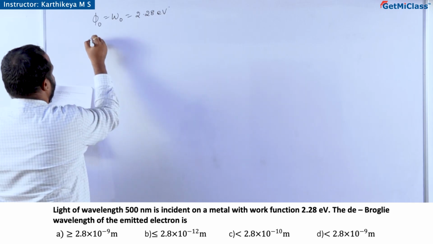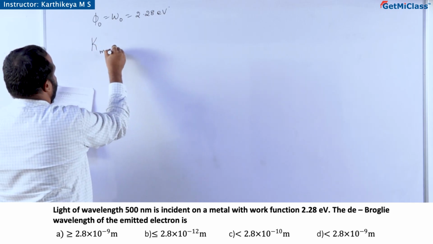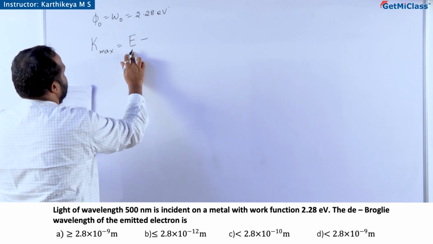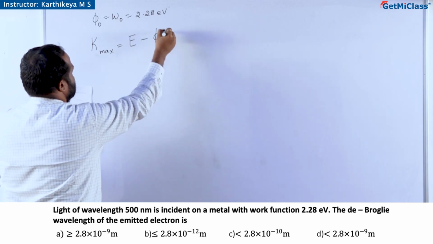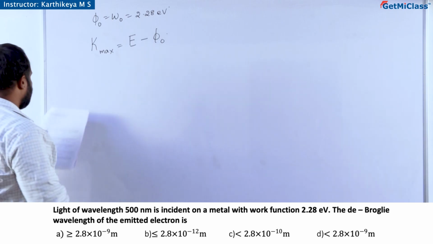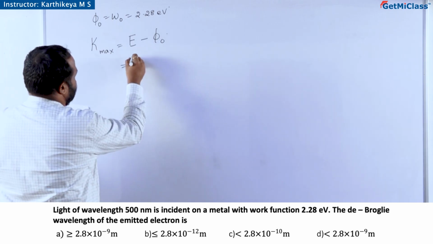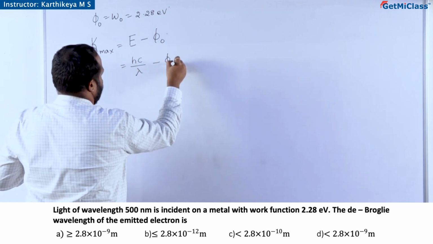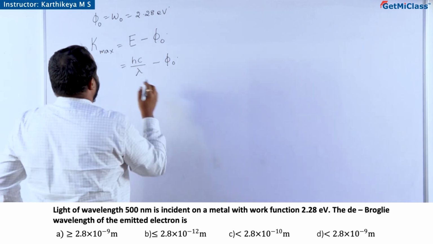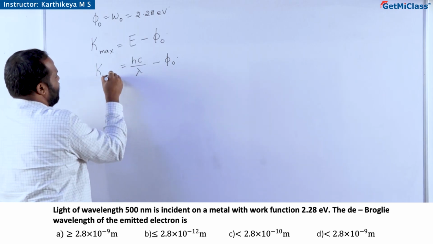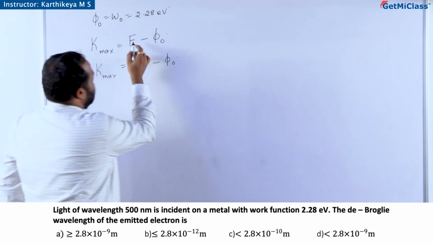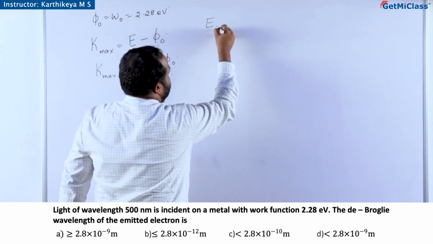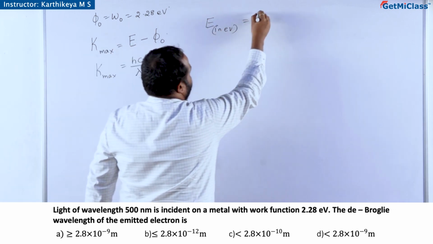So, I have to find kinetic energy. Maximum kinetic energy is the energy of the incident radiation minus the work function. Here the incident wavelength is given, so it is hc by lambda minus phi naught. So, there is a shortcut way to directly find this out. This is energy in joules, no?